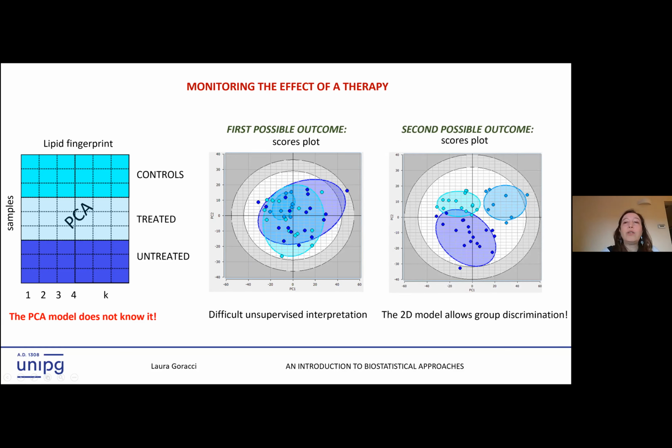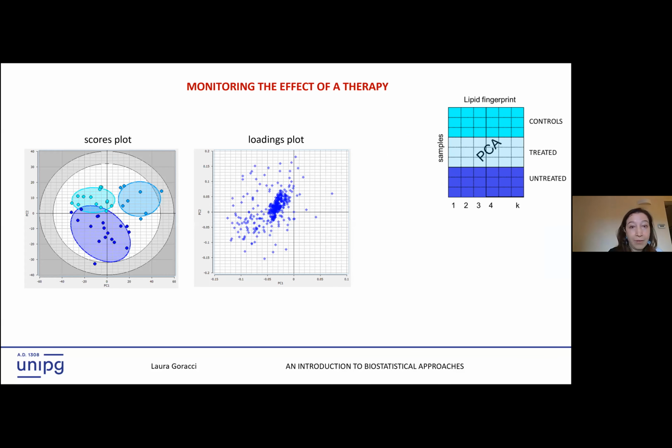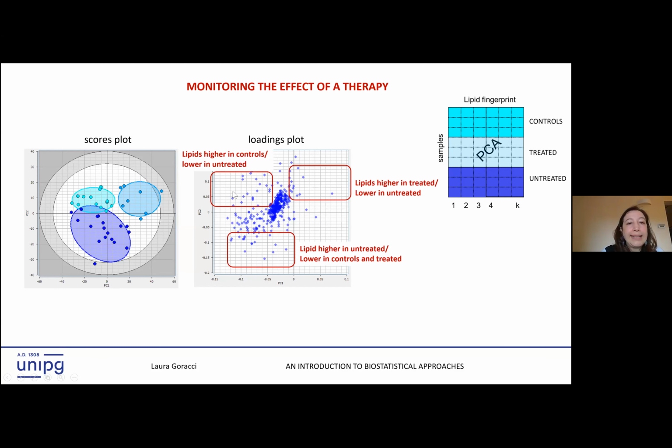Or I can have a second possible outcome, like here, where in the principal component analysis I can already see the groups formed, what I am looking for. So the first two components are already giving me information. If I am in the second case, I can start my identification by looking at my loading plot, and I can start inspecting the variables that are responsible for this separation.